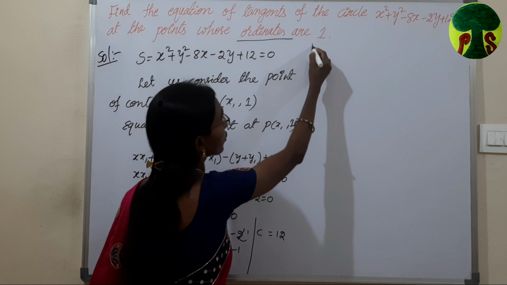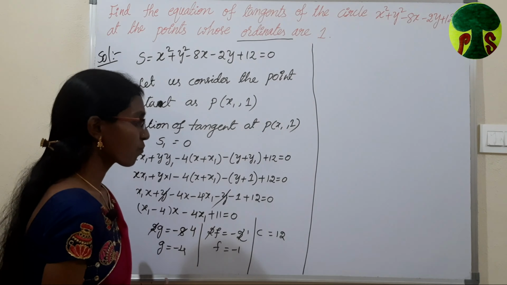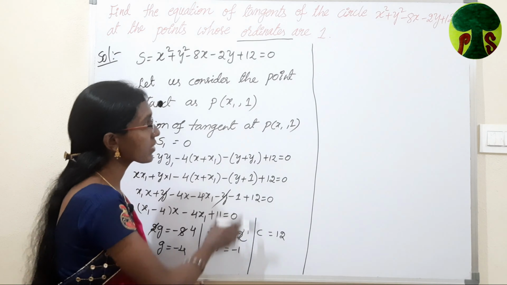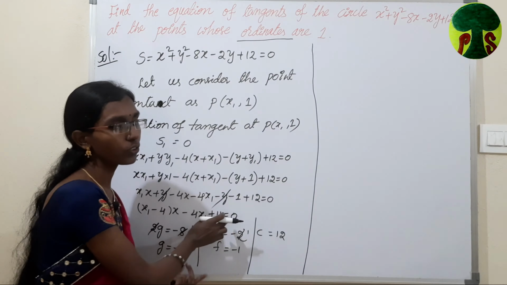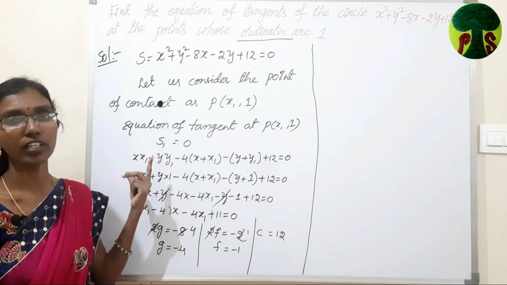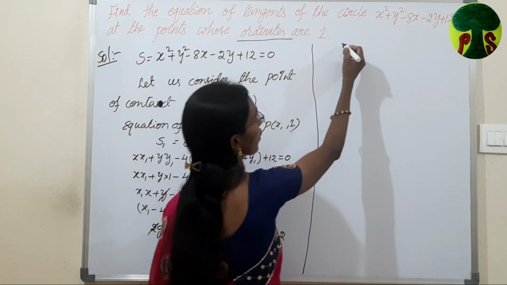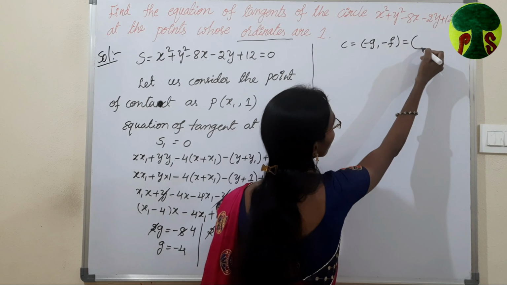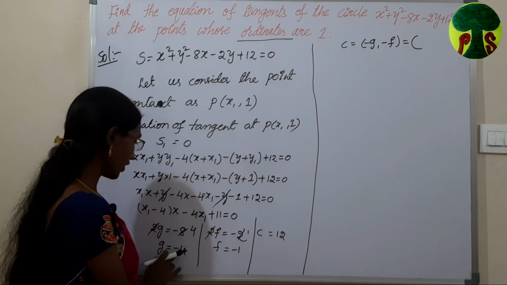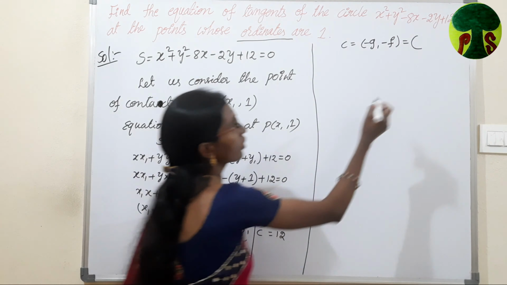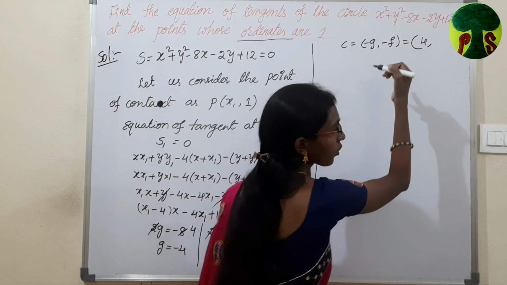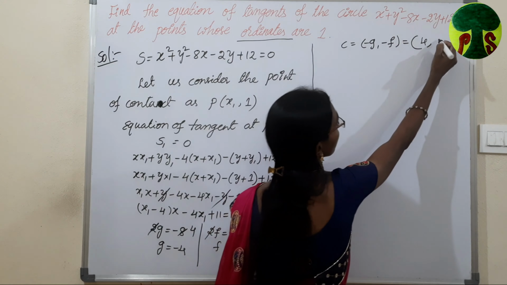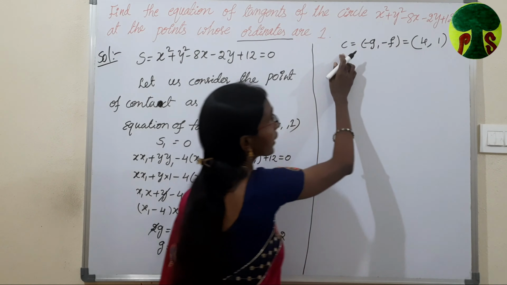Now, we know the values of g, f and c. Now, we need to find the radius and the perpendicular distance from the center to this line. These two should be equal because this is a tangent to the circle. First of all, we need to find the center. Center equals (minus g, minus f). Minus into minus is plus, so plus 4 is the center x coordinate, and the f value is minus 1, minus 1 into minus is plus 1. So, (4, 1) is the center of the circle.